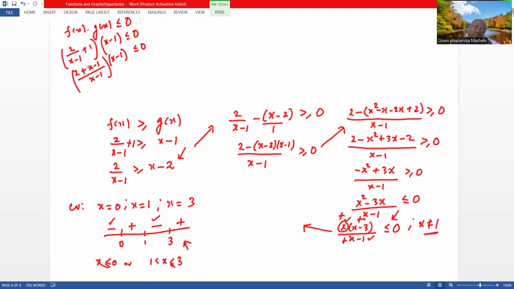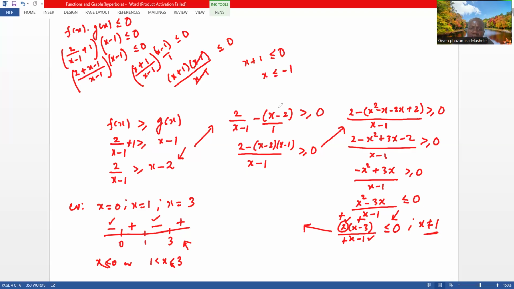Then the numerator will give us x plus 1, over x minus 1, multiplied by x minus 1 over 1, less than or equal to 0. So let's multiply the numerator: x plus 1 times x minus 1, divided by x minus 1, less than or equal to 0. You see that the x minus 1 cancels, so we remain with x plus 1 less than or equal to 0, which means x should be less than or equal to negative 1.